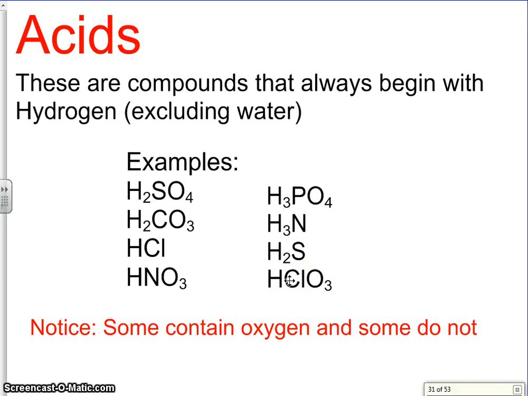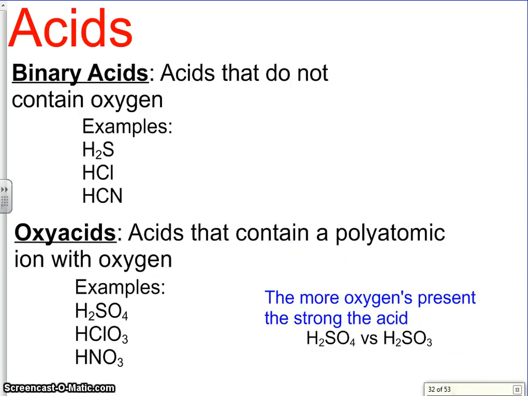We'll talk about this a little bit more in the next video, but ionic compounds typically start with metals, acids typically start with hydrogens, and that kind of allows us to be able to see the difference between them. Okay, we've got two different types of acids.